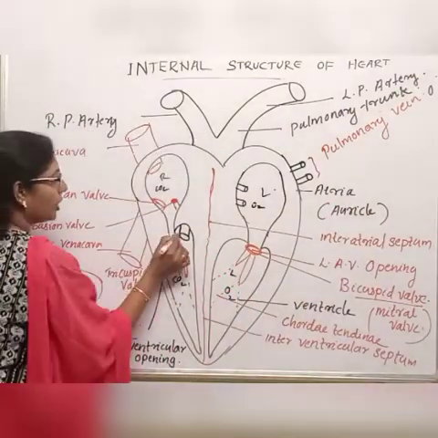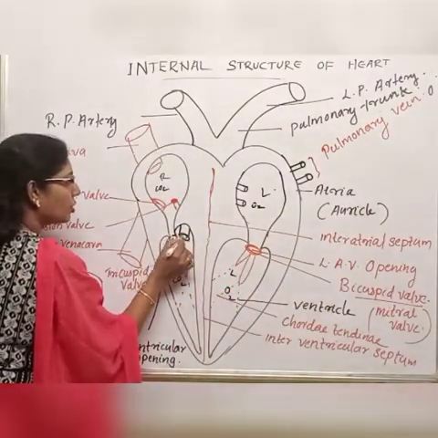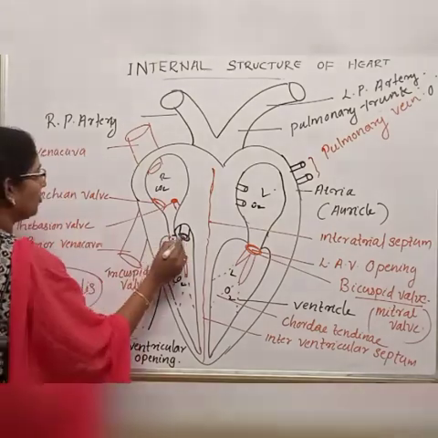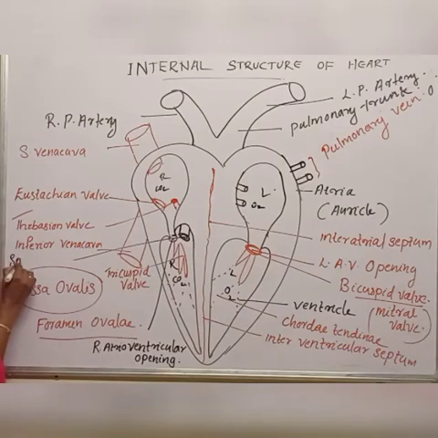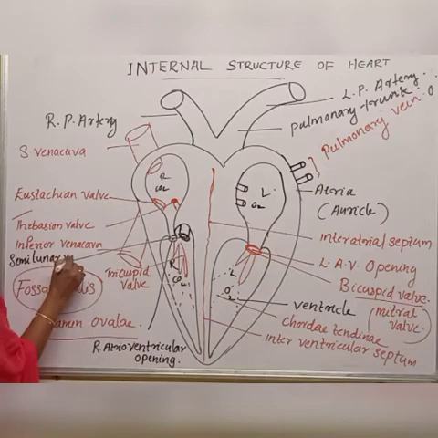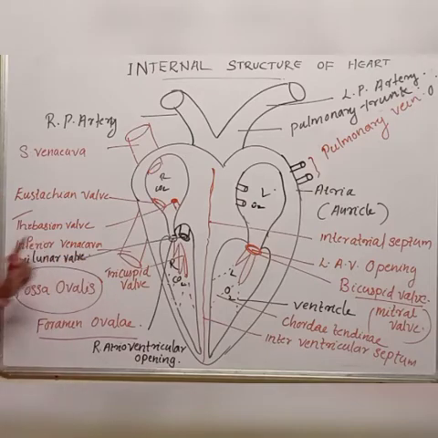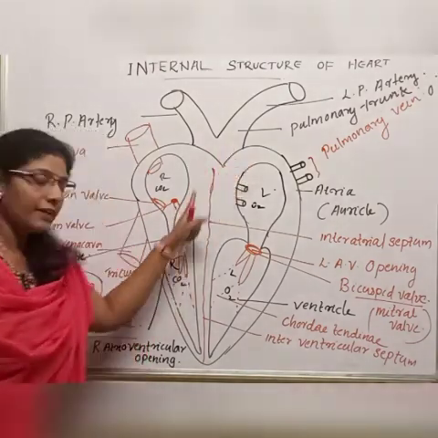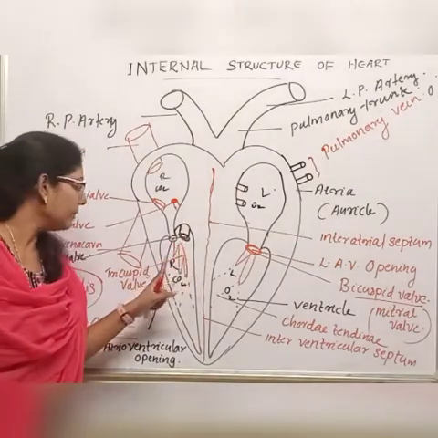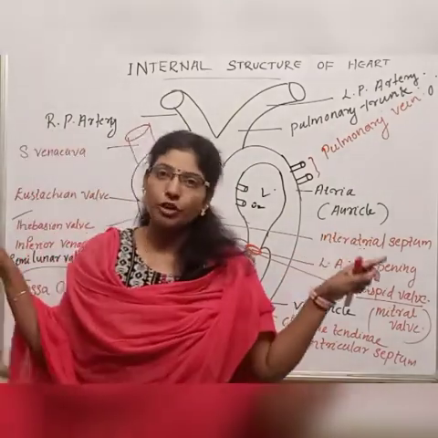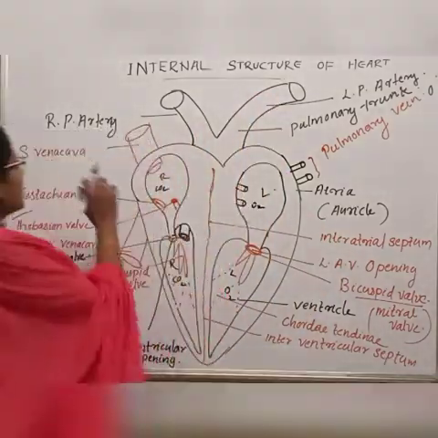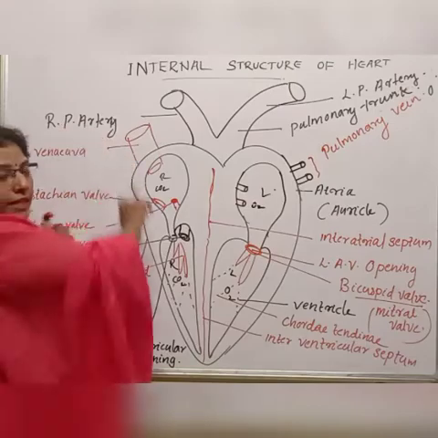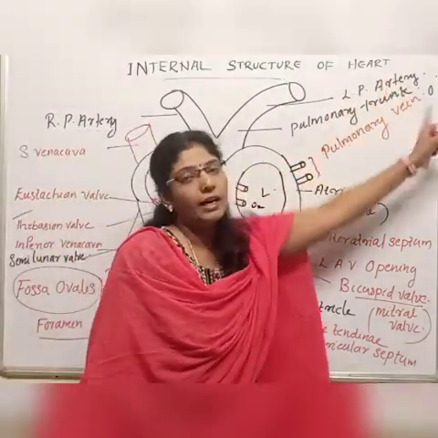Here also, in the opening of this pulmonary trunk, one valve is there. The name of the valve is semilunar valve. The pulmonary trunk carries the impure blood from the right ventricle to the lungs for purification. Then it again divides into two branches, the right pulmonary artery and the left pulmonary artery.